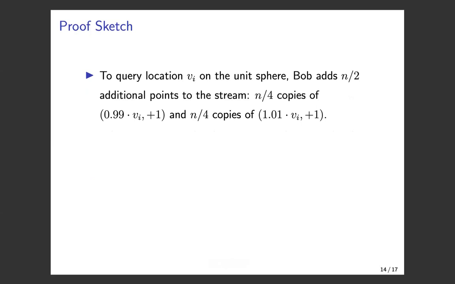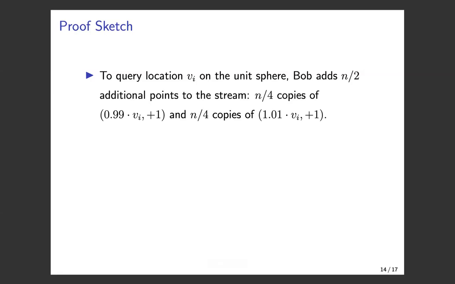Okay, and that's sufficient to decode whether the bit is 0 or 1. So how does Bob do this? Well, one of the properties of this sketch is Bob can always add more points. And so to query the location vi, again, we're assuming this is on the unit sphere, Bob can actually add n/2 additional points, and he can do the following. So he can add n/4 points just a little bit closer to the origin from vi, and a little bit past vi.